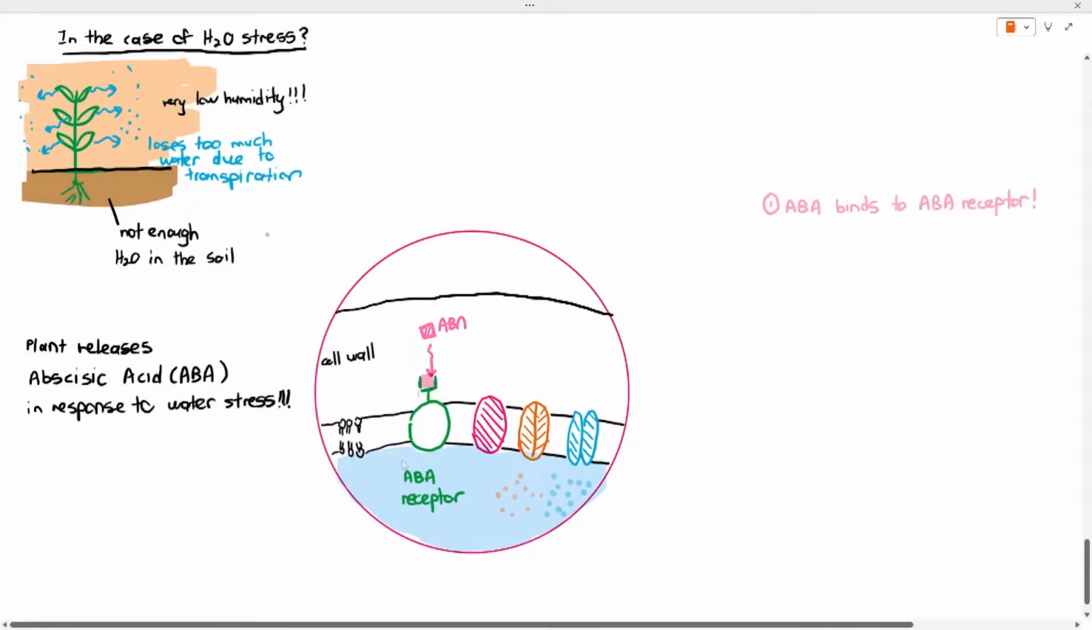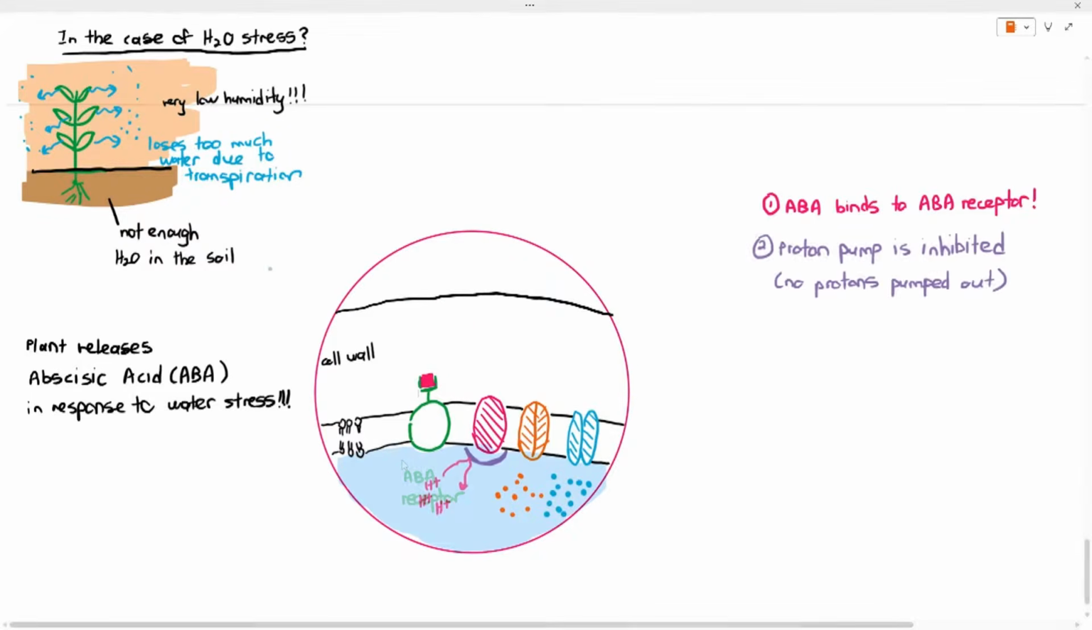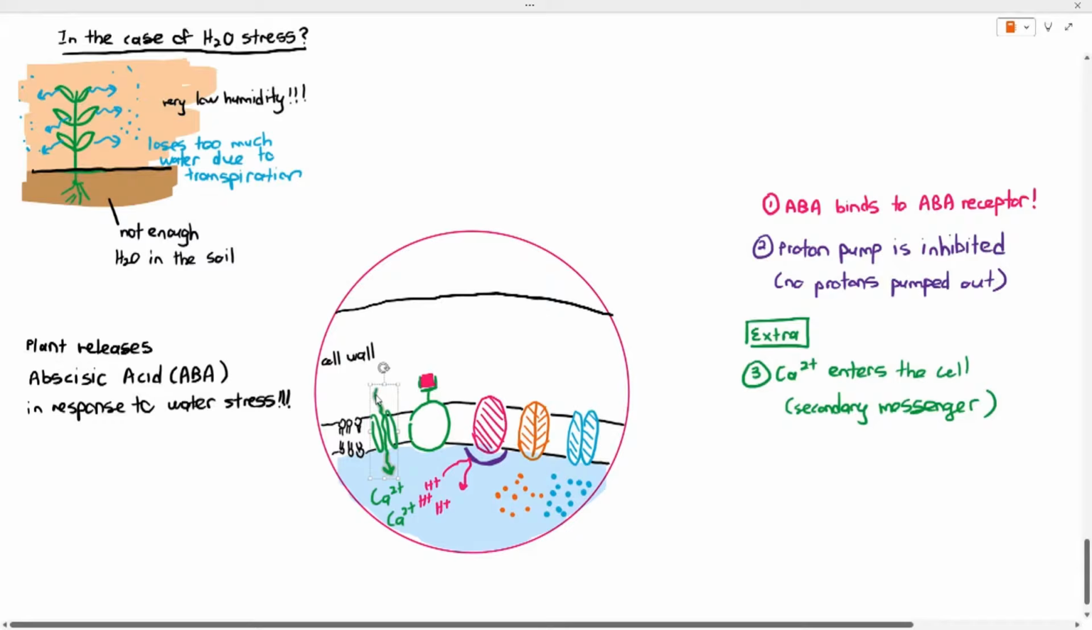So when the ABA binds to the receptor, that's the first thing that happens. The proton pump is again inhibited. No protons are moved out. Now, a bit of extra information. If you can put this in the exam, that will be perfect for ABA. This is specifically for ABA.